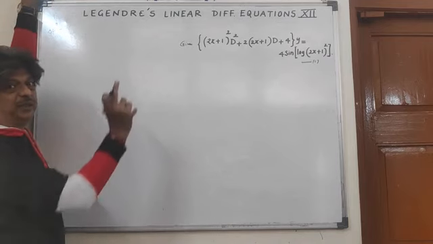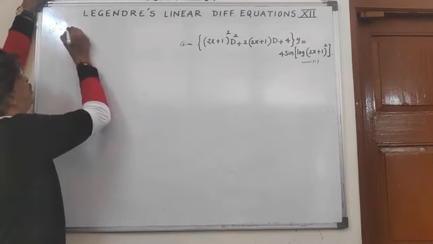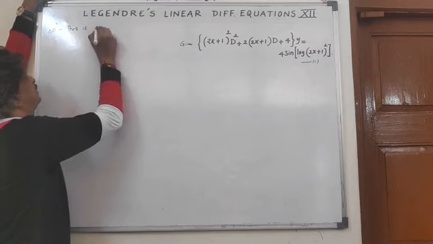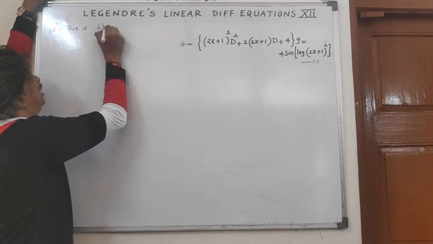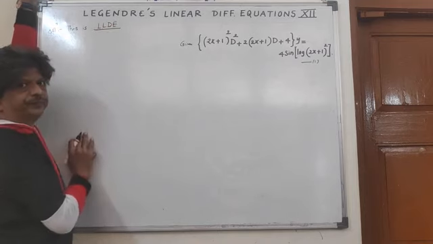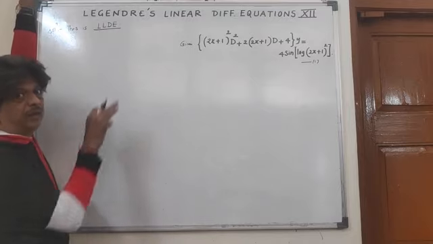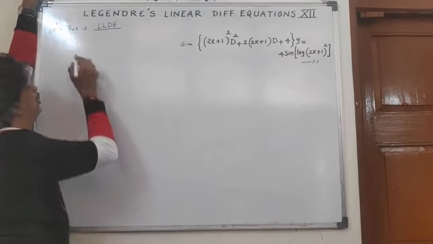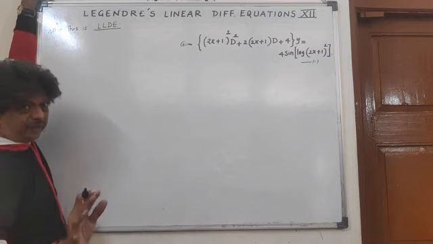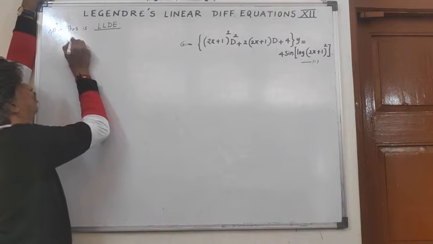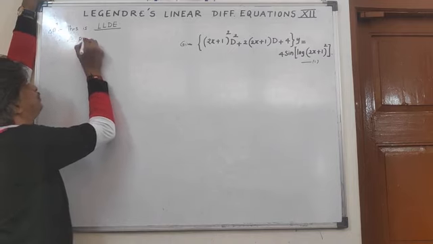Here ax plus b is equal to 2x plus 1. So here we put, this is Legendre's linear differential equation. Remember the acronym, LLDE is Legendre's linear differential equation. Now, as it is Legendre's linear differential equation, we put, therefore, we put. What do we put?